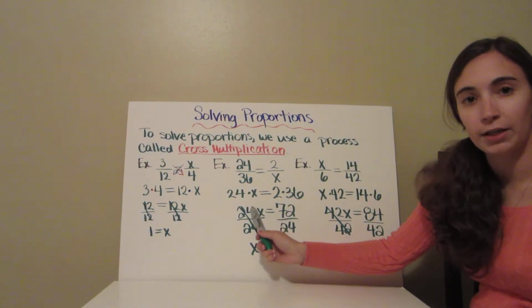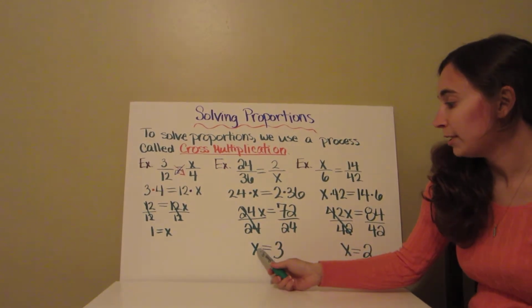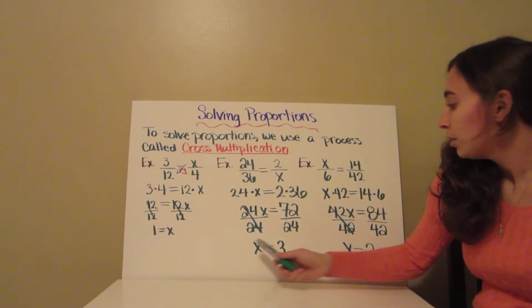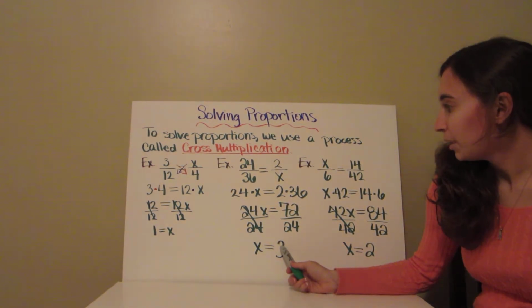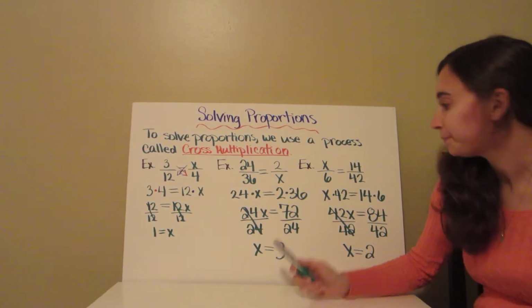We complete solving it by dividing by 24. 24x divided by 24 is x. 72 divided by 24 is 3. So x is 3, and we can check: 24 over 36 is equal to 2/3.